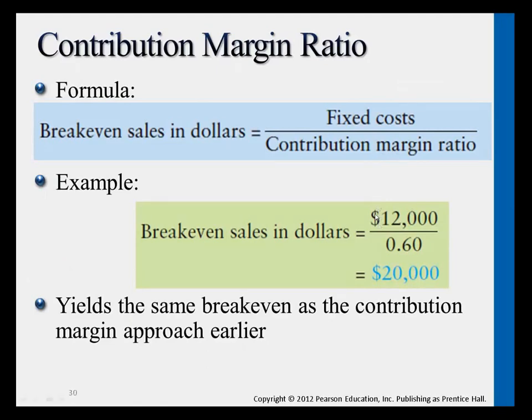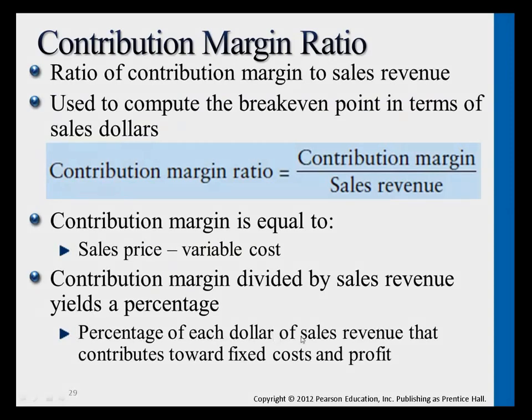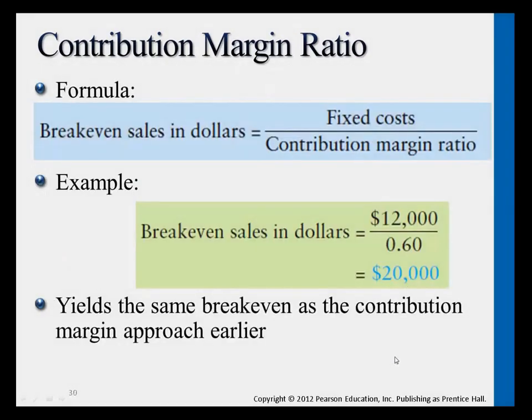So what is it saying? My contribution margin ratio is 60 cents. What do you think it means? Just as we said, it means that for each dollar, Greg's sales contribute 60 cents to fixed costs and profits, right? Percentage of each dollar of sales revenue that contributes toward fixed costs and profits. So here's an example for you. That's what it means. Each dollar of Greg's sales contributes 60 cents to his fixed costs and profits.